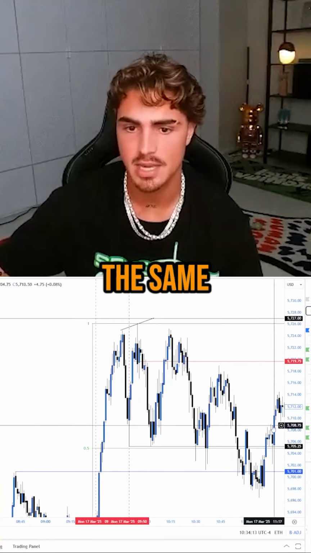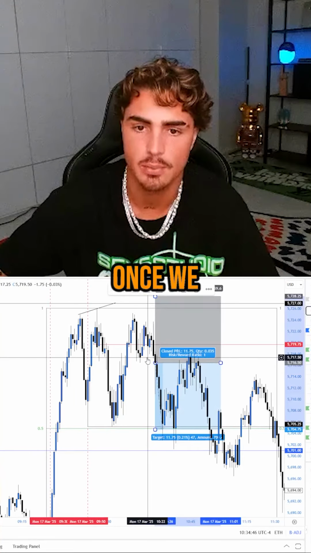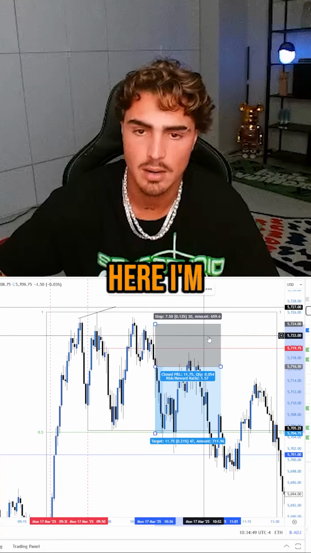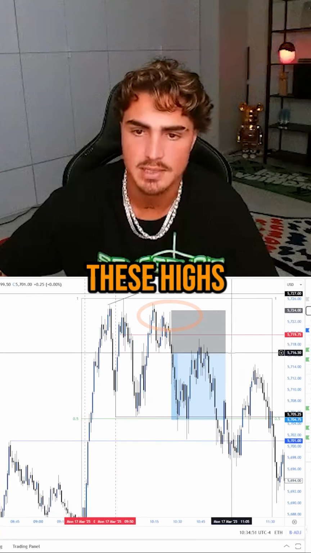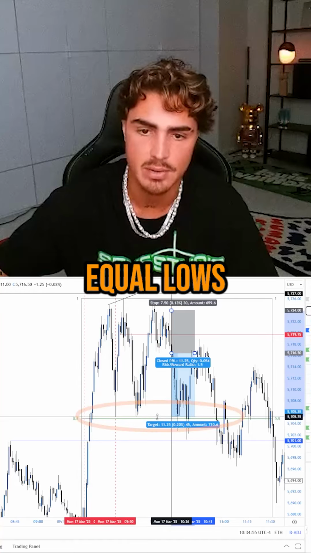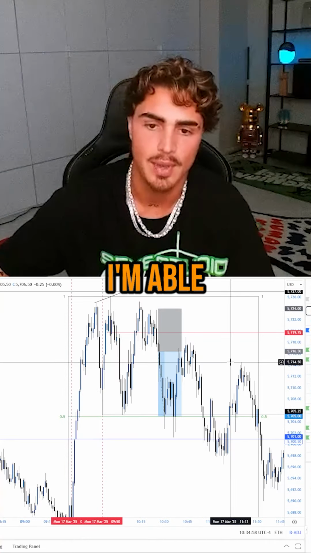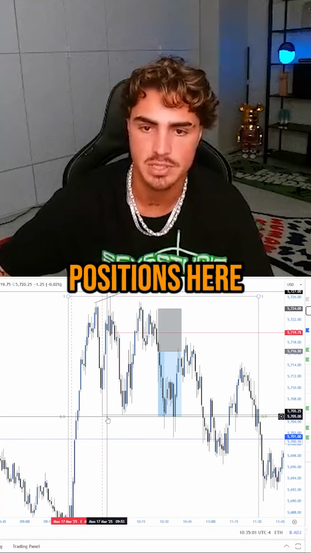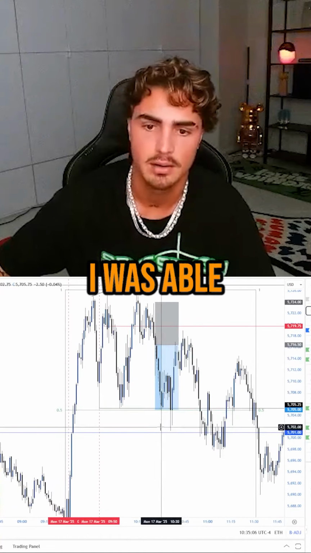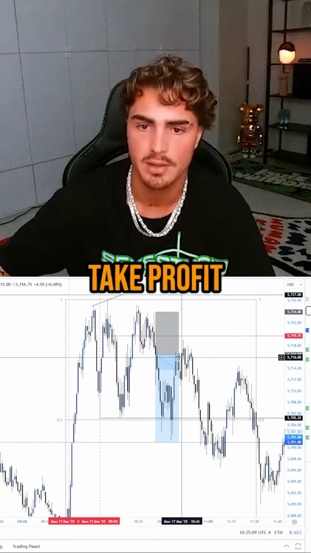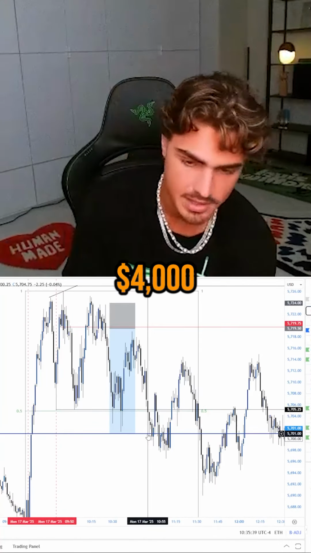My bias remained the same though. So I end up shorting again once we break structure right here. And here I'm able to put my stop loss above these highs. We finally end up taking out these equal lows and hit equilibrium. I'm able to take partial positions here, and then from there, I was able to hit second take profit that put me in profit $4,000 for the day.